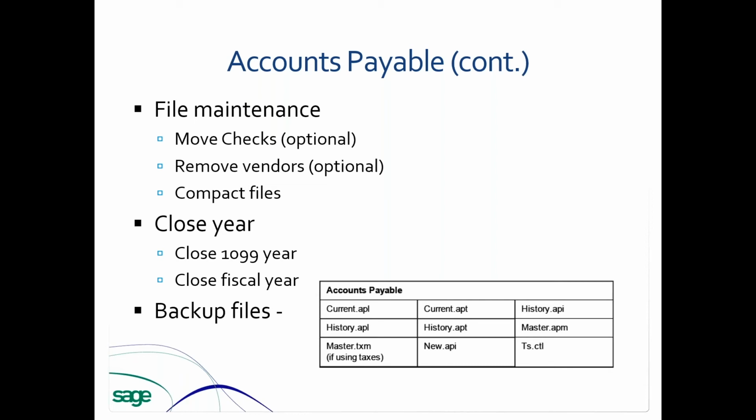Okay. Now I've got a list on this particular screen. These are the files that you should be backing up with Tools, File Tools, prior to running Close Year, either Close 1099 Year or Close Fiscal Year, just so that you have a copy of these files just in case something happens, a power outage, somebody accidentally shuts a machine down in the middle. You can't recover from something like that, so you would have to restore your backup files.